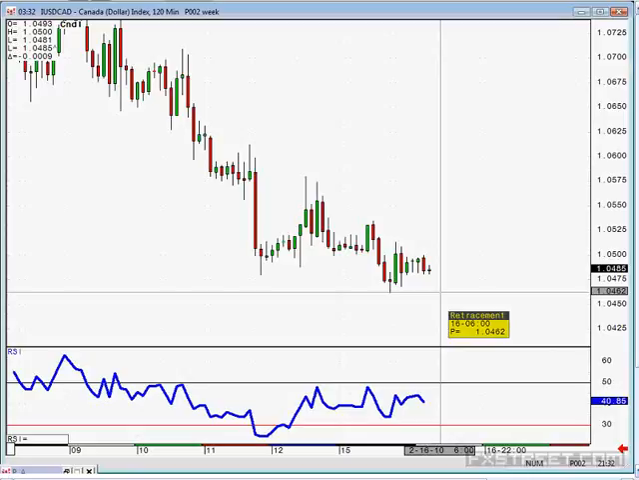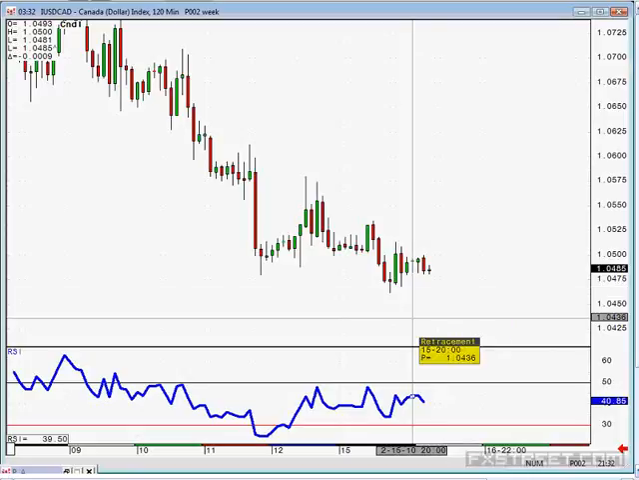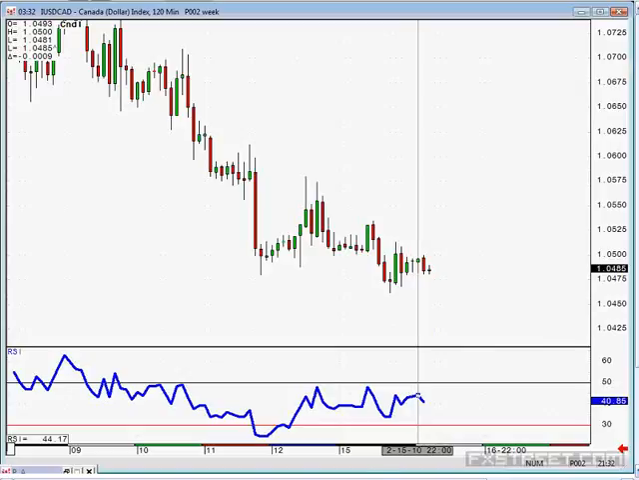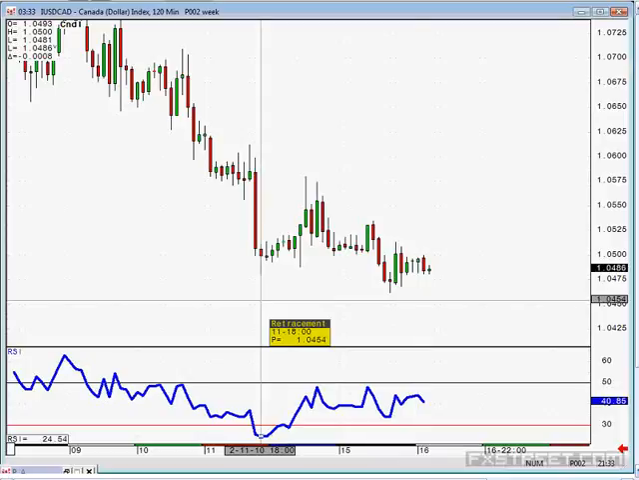So 10415 and 10345, these are the two levels, or even 10370. These are the three levels I would want to pay attention to, to see a reversal or the bulls coming back into the picture. So this is my view on dollar CAD.